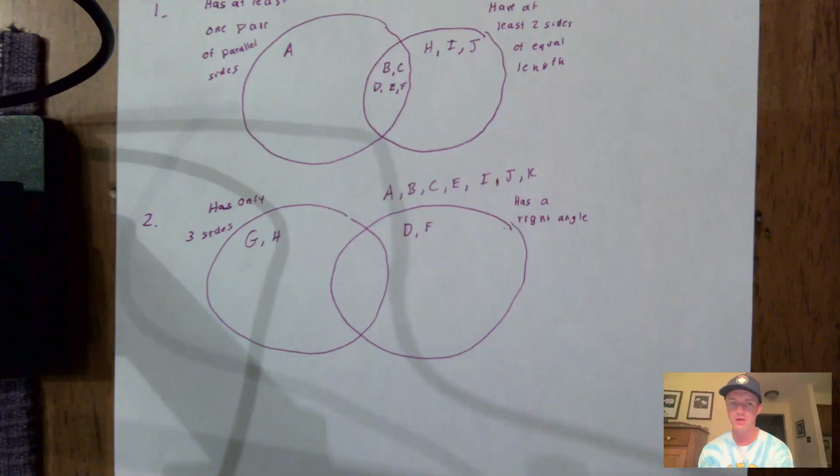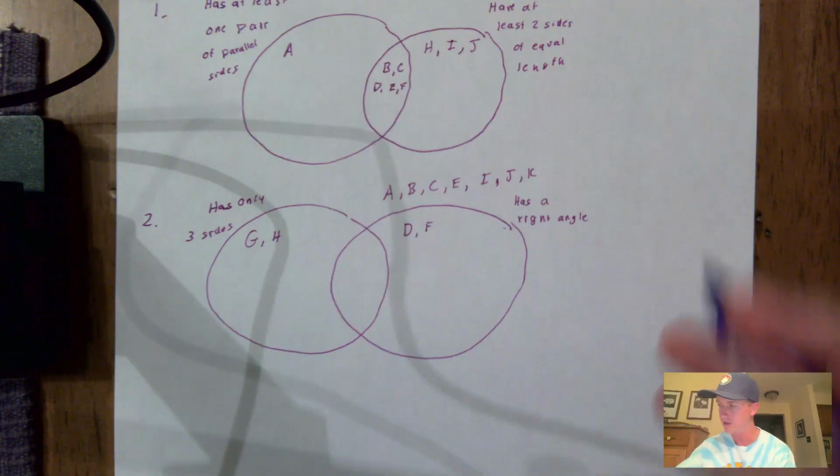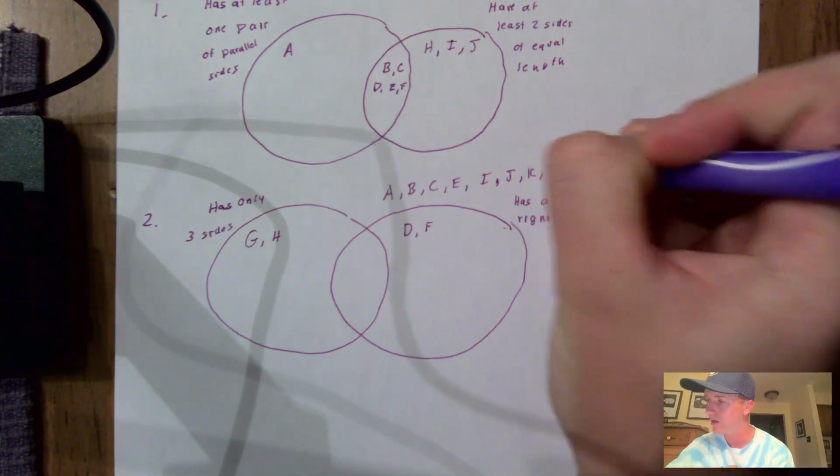Got 3 more. The next one is what we call a quadrilateral. In this case, the quadrilateral, nothing unique about it. Obviously, it has 4 sides, has no right angles, so therefore the quadrilateral can be on the outside. So that'll be letter L.